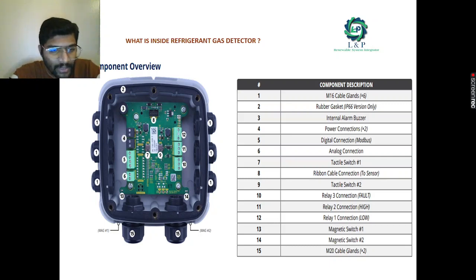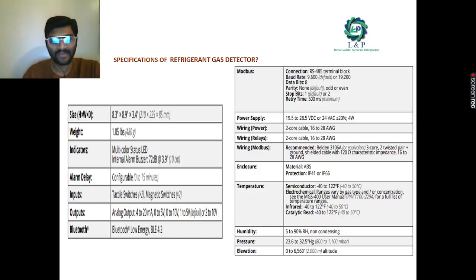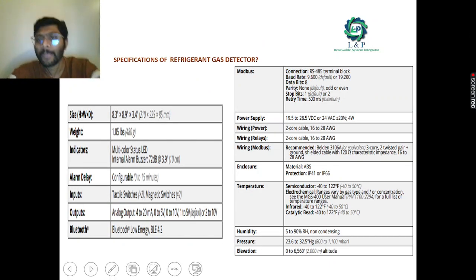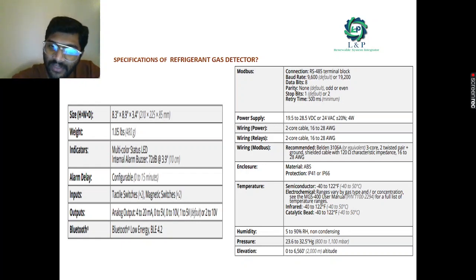When you are doing the basic wiring connections, always try to keep this in mind. Though we know the wiring, we should know what voltage is required to operate, what power supply we need. It can be 28.5 volts DC, or you can provide 24 volt AC. For power supply, you can use 16 to 18 AWG 2-core cable, and for the relays you can use 16 to 28 AWG 2-core cables.